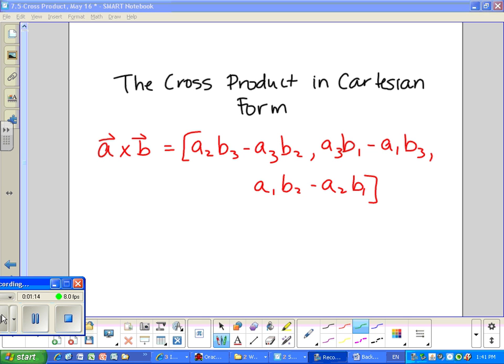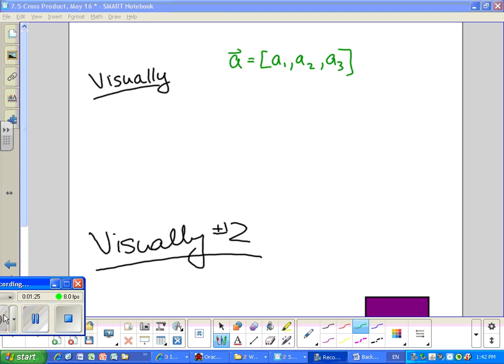So this is the other formula. Now this is if you are given it as a Cartesian, so you were given your x, y, and your z. This is the formula that you have to use. Now don't be scared. I'm going to show you ways that you don't have to memorize.